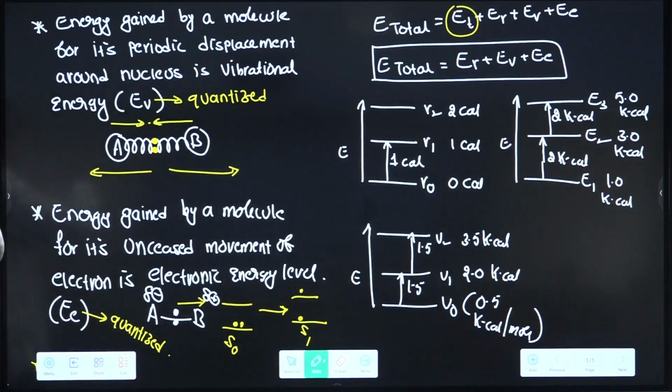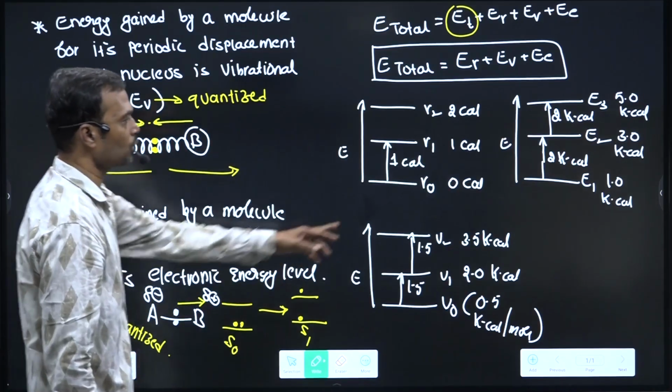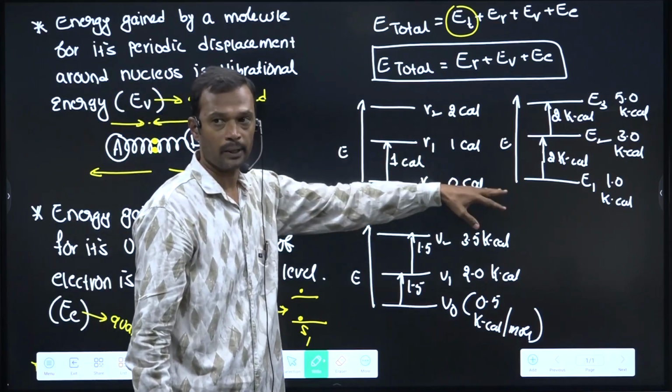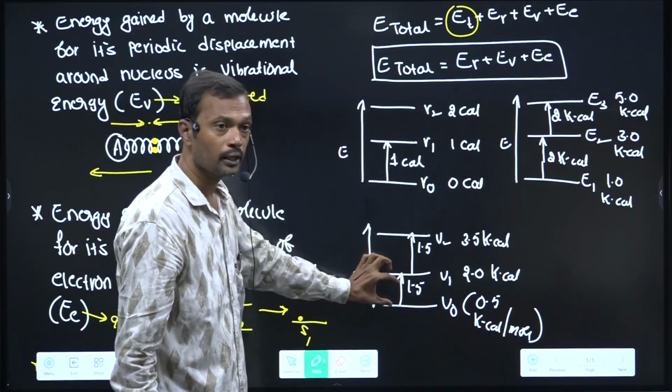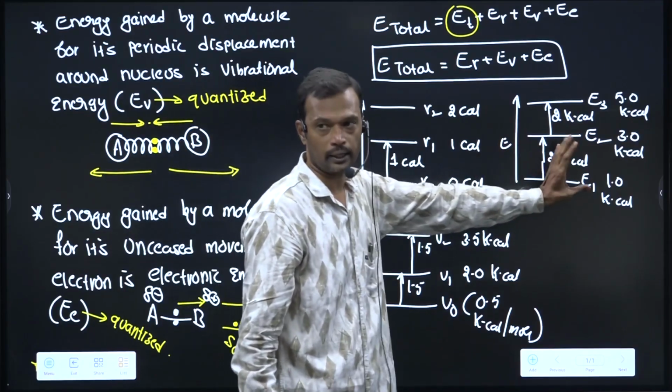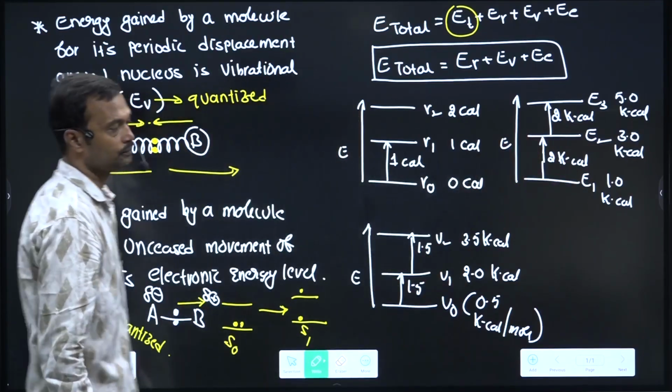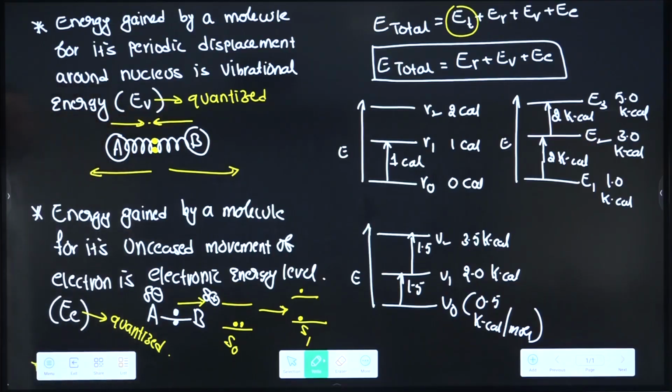Only a rough example I am giving, only the gap I am explaining. Don't compare one to other. You focus on 1 calorie, here 1.5 kilocalorie, here 2 kilocalorie. Energy gap. Minimum I am saying. It is not common. Minimum for most molecules, this is the range. Maximum it may change. Don't think like this.